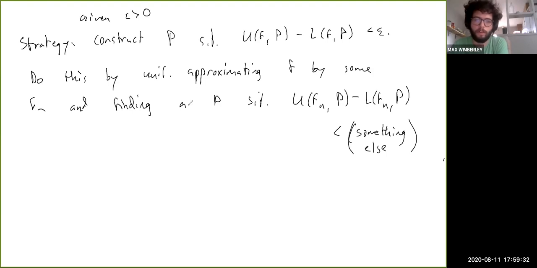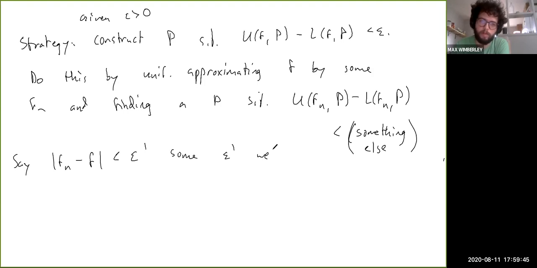So I think the first step is, okay, say Fn minus F is less than epsilon prime for some epsilon prime we've chosen. And then let's estimate, and say this is, I don't know, epsilon 1.